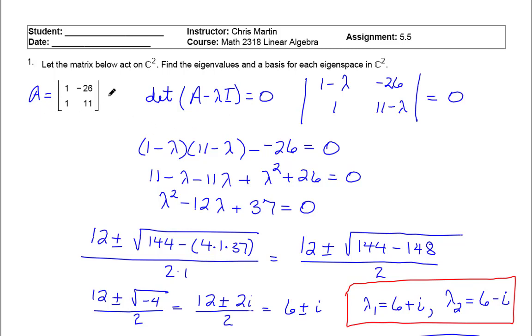So let's see, here's matrix A. I find the determinant of A minus lambda I, just like normal, set it equal to 0. So downward diagonal minus a minus 26. Grinding this out term by term and simplifying, we get lambda squared minus 12 lambda plus 37 is 0. This is not factorable, but we have the quadratic formula.